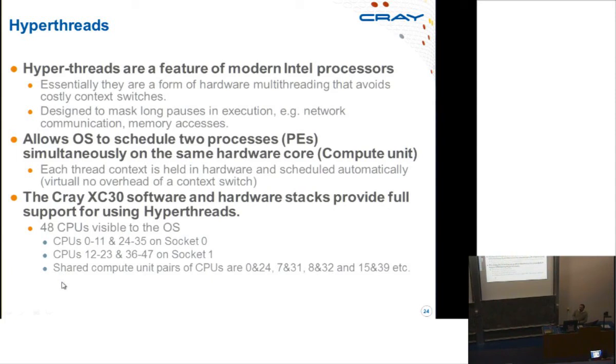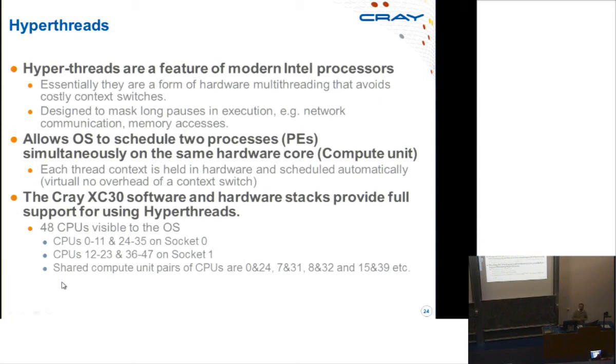Ultimately, it allows the OS to schedule two PEs, two processes, simultaneously on the same core or compute unit, or threads. Each thread context is held in the hardware and scheduled and interrupted automatically by the hardware. There's no need for the OS to get involved. So for the Cray XE30, we provide full support for using hyperthreads, and you can switch it on as a user on a per job, per parallel execution environment basis.